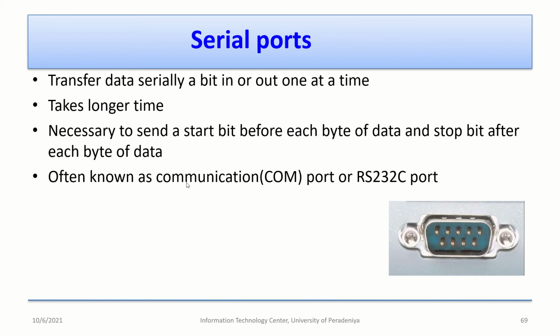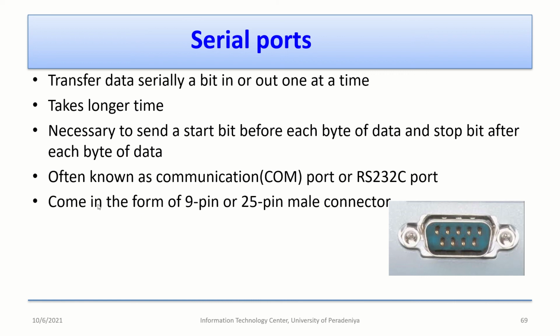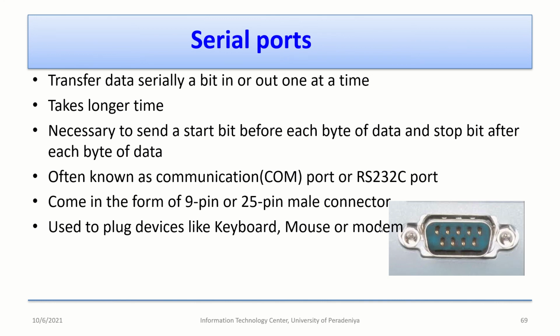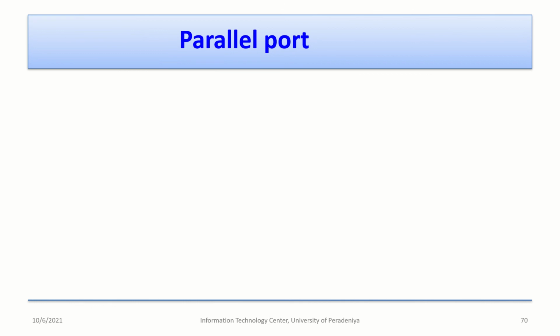Usually this is known as the communication port or COM port, also called the RS-232 port. It comes in the form of 9 pin or 15 pin male connectors. Here they are used to plug in devices like a keyboard, mouse, or modem. So in the serial port, the main thing is that data is transferred serially and you have to specify the starting bit and stop bit. That's about the serial port. And next, the parallel port.